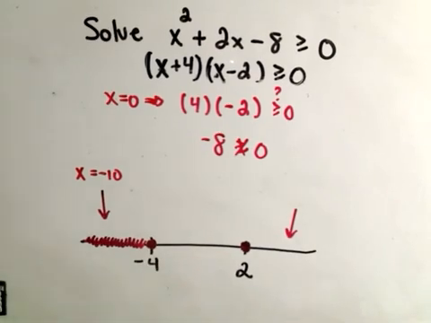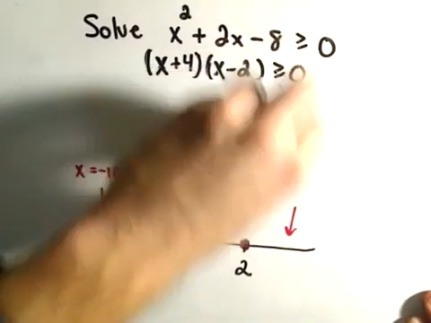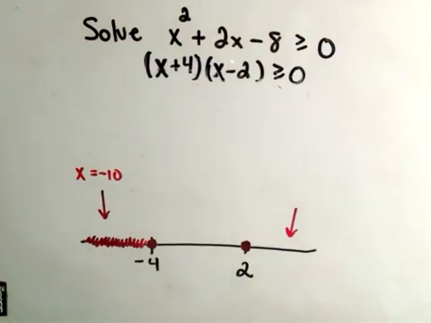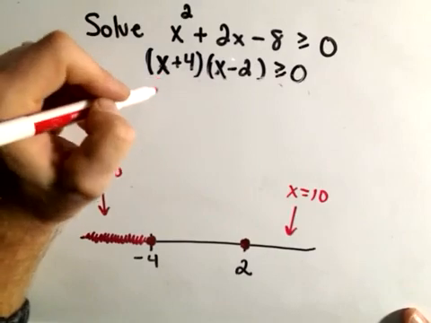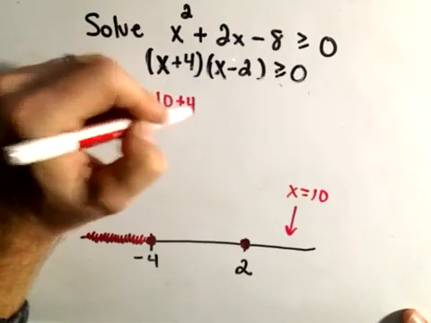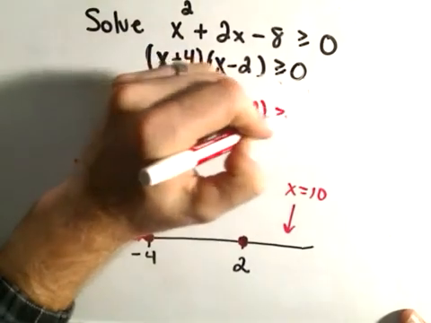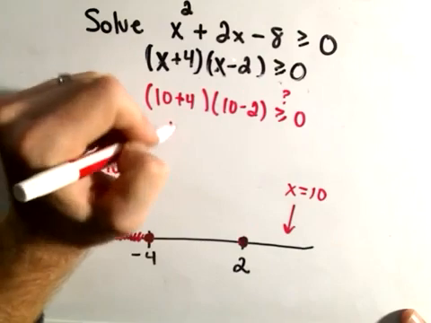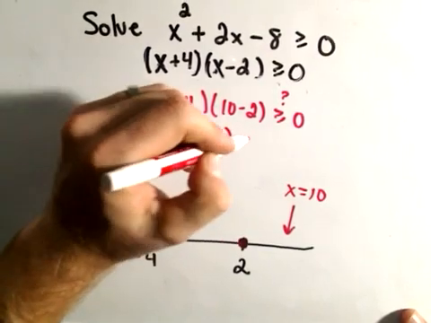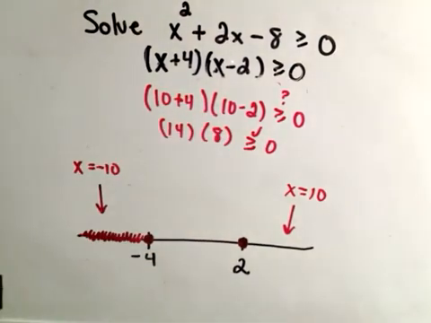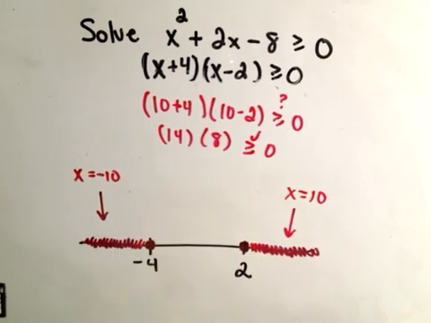And lastly, let's take a number bigger than 2 and see if it works. I don't know, maybe we can simply plug in x equals 10. So if I plug in 10, I'm going to get 10 plus 4 and 10 minus 2. Is that greater than or equal to 0? Well, I'll get 14 in the first part. I'll get 8 in the second part. Again, these are both positive, so certainly this is going to be greater than or equal to 0. So that means stuff bigger than 2 also works.